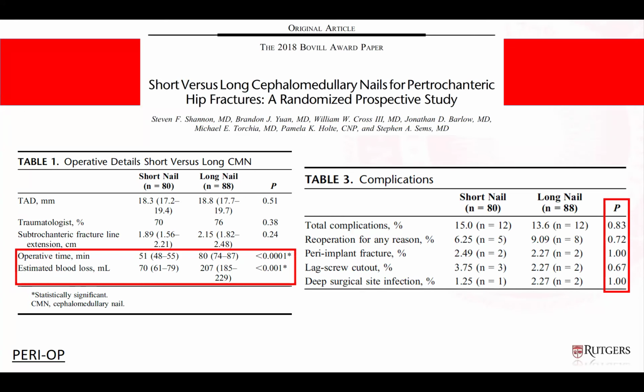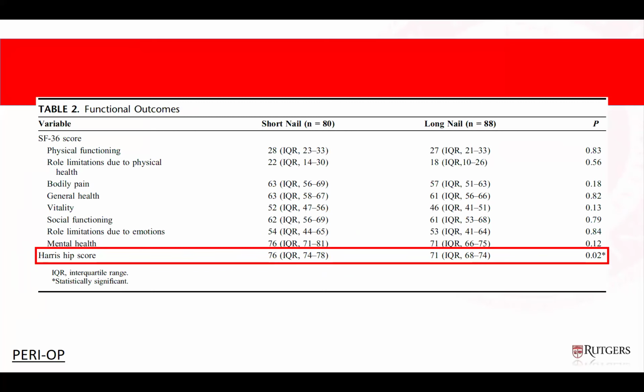The primary outcome measures were the SF36 and the Harris hip score. The table on the left shows that operative time and estimated blood loss were statistically significantly less in the short nail versus long nail group. There was no difference in complications. In terms of functional outcomes, the SF36 was similar, but there was a better Harris hip score for the short nail than the long nail.